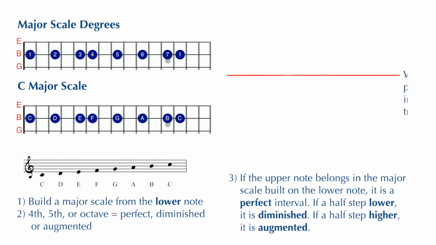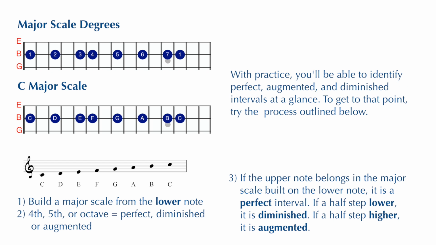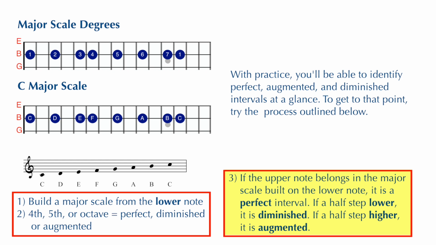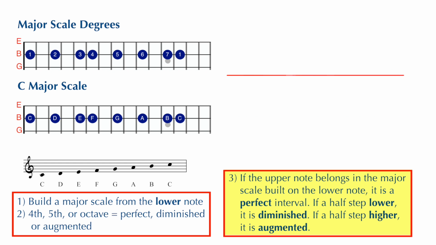With enough time and study, you'll be able to recognize perfect, augmented, and diminished intervals right away. To get to that point, take yourself through this process. First, build a major scale based on the lower note of an interval. If the upper note is a fourth or fifth higher, it'll either be a perfect, augmented, or diminished fourth or fifth. If that upper note belongs in the major scale built on the lower note, it's a perfect fourth or fifth. If that upper note is a 1/2 step lower than what would have been a perfect interval, it's a diminished fourth or fifth. And if that upper note is a 1/2 step higher than what would have been a perfect interval, it's an augmented fourth or fifth.